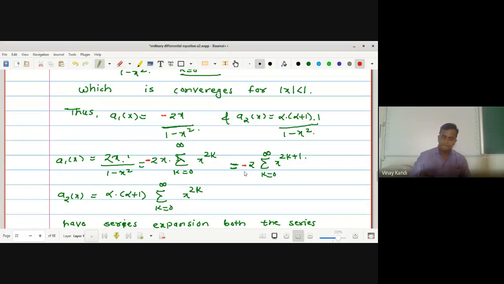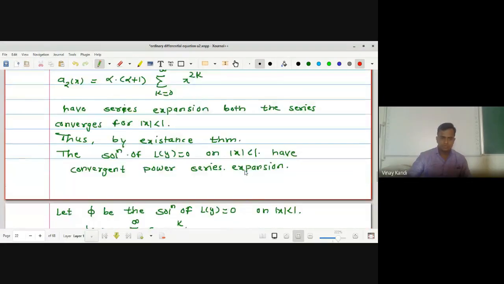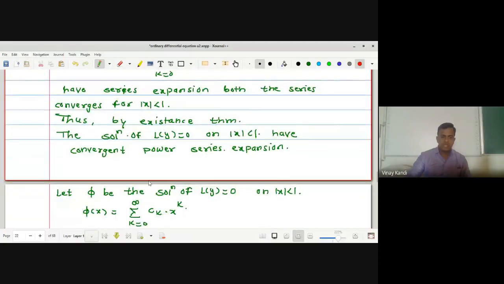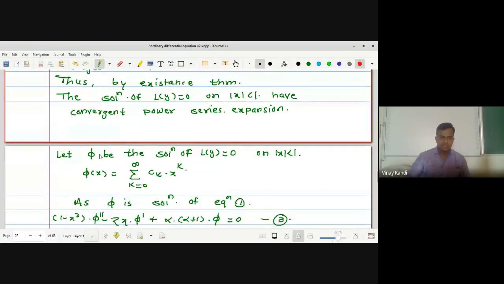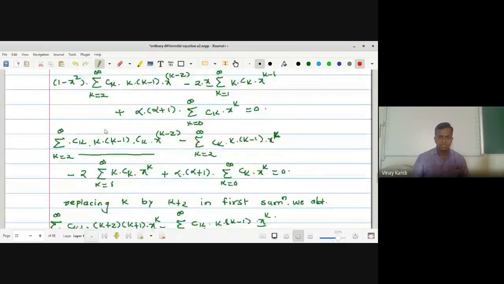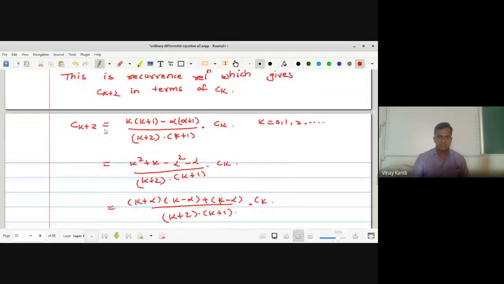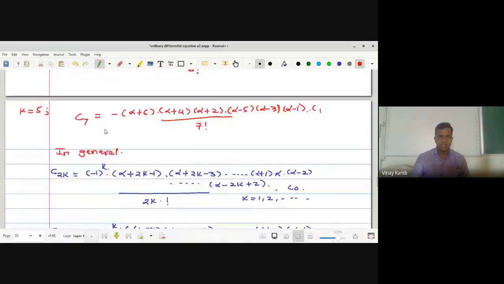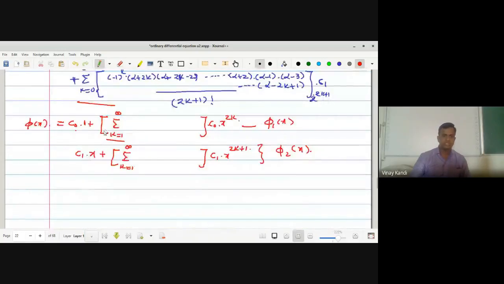Hence, the solution phi, if a1 and a2 are analytic functions, then phi is also analytic and we can write it in terms of a power series expansion. From this phi of x, we obtained in the previous lecture phi 1 and phi 2. This is the value of phi 1 and this is the value of phi 2.